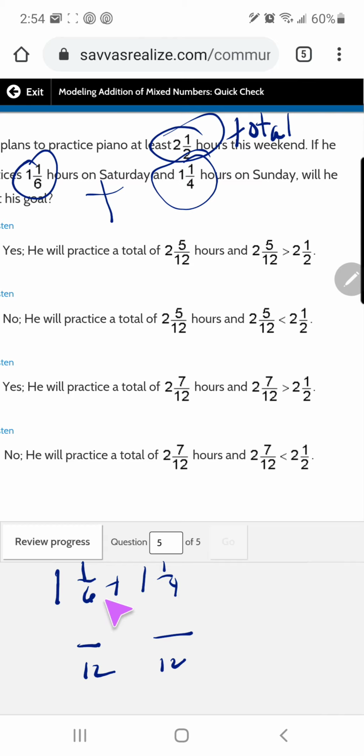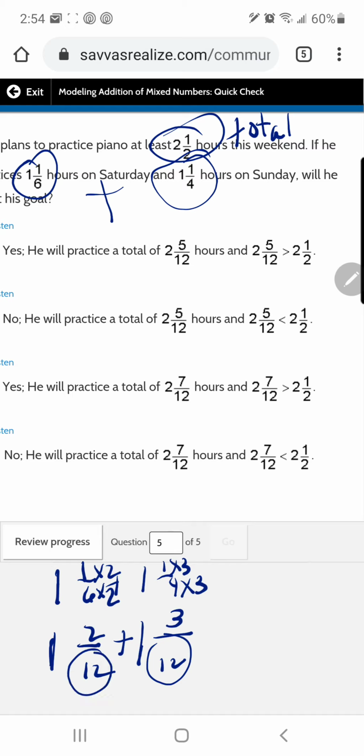Okay, so whatever you do to your denominator, you have to do to your numerator. 6 times 2 gives me 12, so 2 times 1 is 2. And then what times 4 gives me 12? 4 times 3. So whatever I do to my denominator, I do it to my numerator. 1 times 3 is 3. Right? Now you can add these two mixed numbers because they have the same denominator. See that?